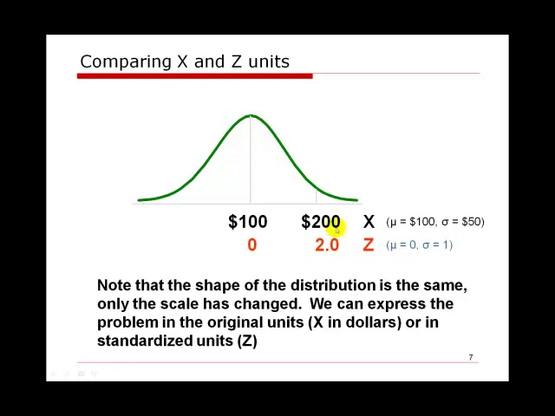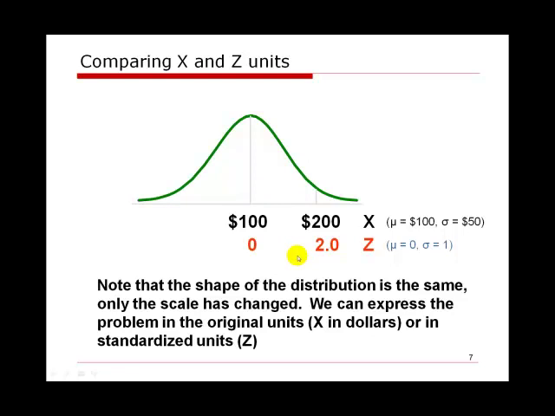But if we scale them by using the standard deviation, now we see $200 is above 100, and it is $100 more than the mean. And this $100 more can be measured as 2 standard deviations. Now, if you recall the empirical rule, as long as it is 2 standard deviations above the mean, and for the z distribution, 2 is 2 standard deviations above the mean, then the probability will be the same.